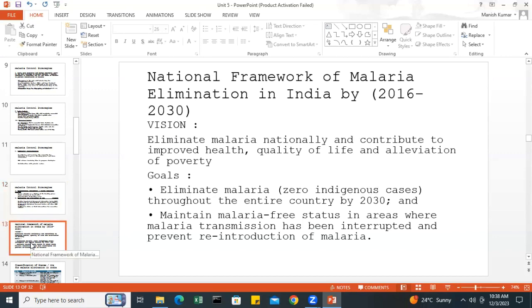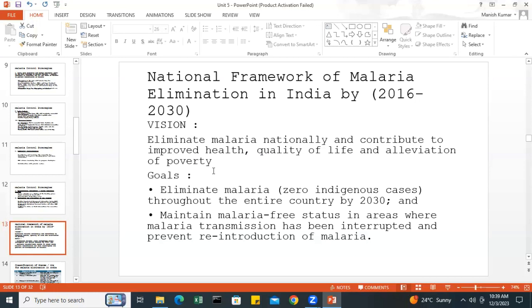So the national framework document is available in the public domain. I will share it in the group by today evening sometime. So the Government of India has prepared the national framework for malaria elimination, and this was for 2016 to 2030. So the vision of this framework is to eliminate malaria nationally and contribute to improved health, quality of life, and alleviation of poverty.